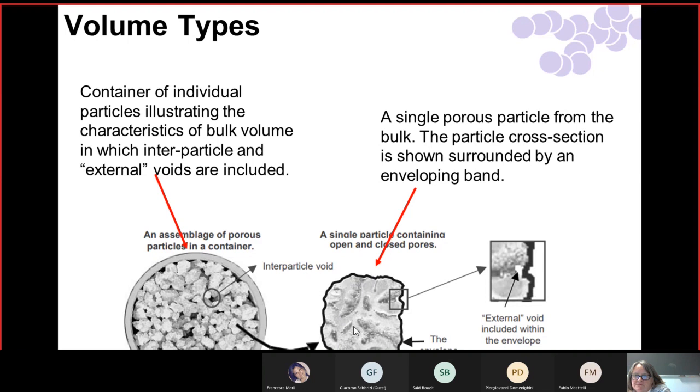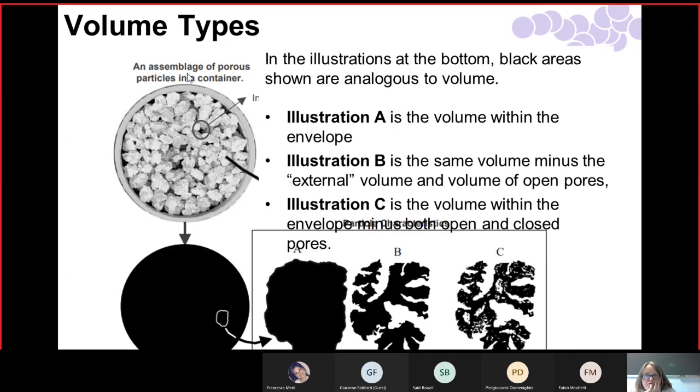We can draw an envelope around that, and some people measure the envelope density, so we can get that volume, or that envelope. But even the envelope will have voids included in it, if we have some spaces in there. So if we look at that container containing our particles, we can define a bunch of different volumes.